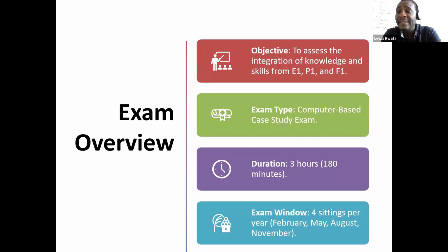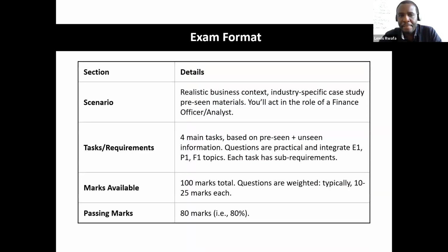The exam type is computer-based, so you have to sit down and do some typing. It's not about your speed of writing, but you should have a decent typing speed because each task is timed. So all your 4 tasks are timed. It should be 45 minutes each. So you need to be able to put all your points there by the time the clock gets to 0. 3 hours is the duration, 180 minutes. And like I said, February, May, August, and November, that's when you can sit this exam.